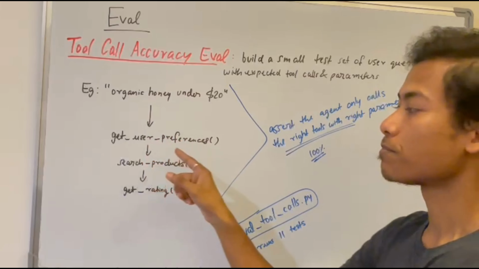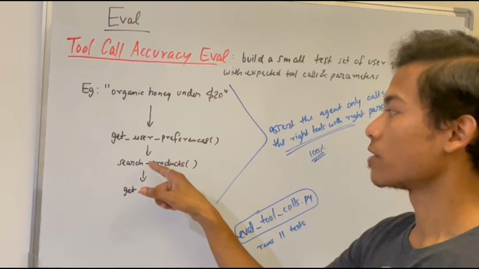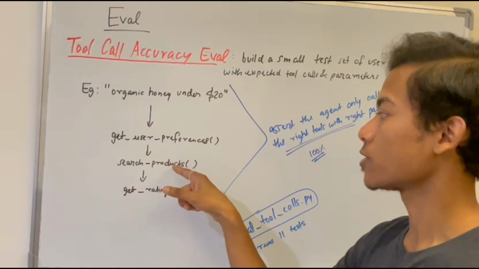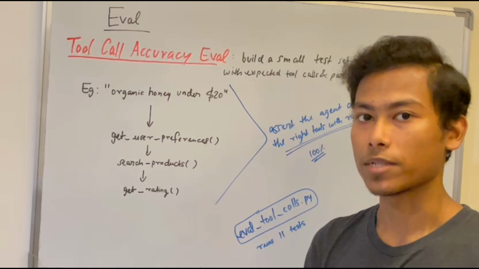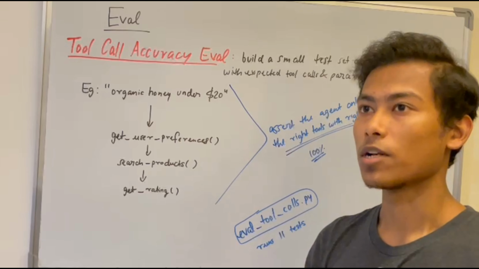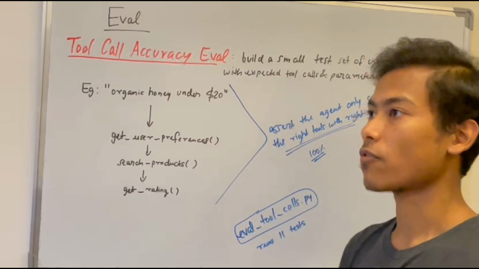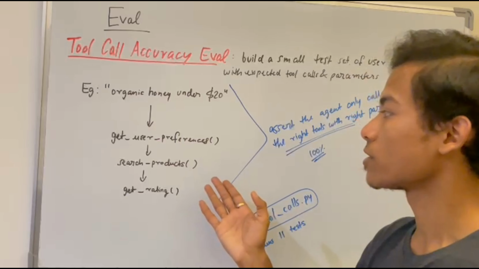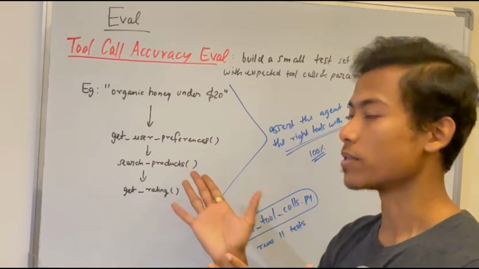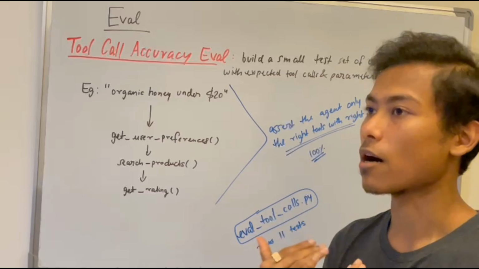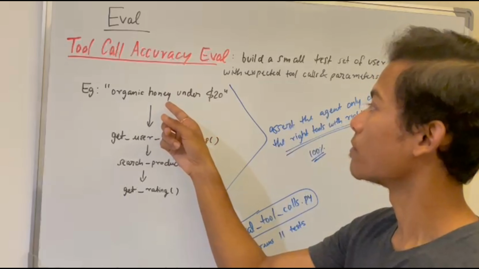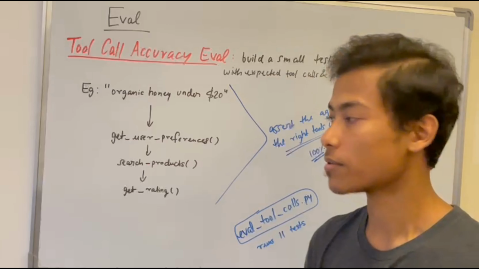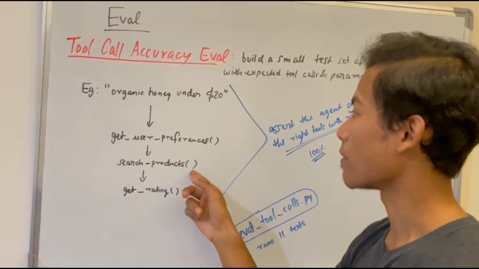Based on that, those parameters will be passed to the function search products. We have two parameters: one for maximum price, one for is organic, true or false. And the first parameter, that is the query, comes from our input query. So it catches the keyword honey. So we have three parameters here.